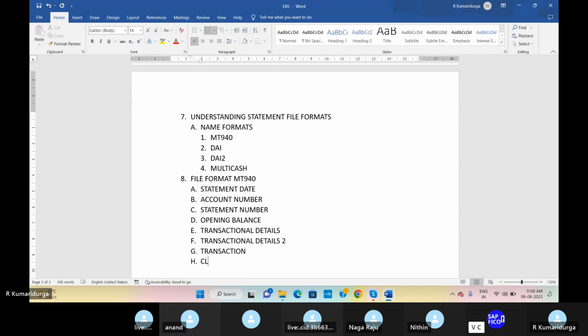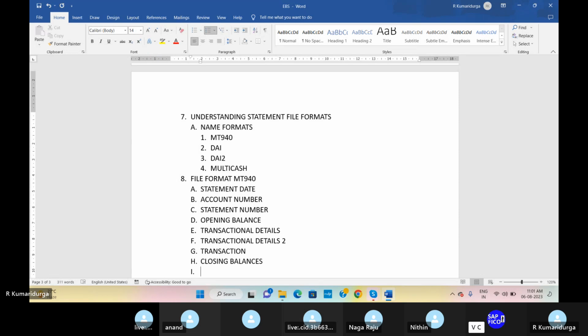Like this, we do have a lot more things. With the help of these, you can understand the formats. So what is the format and why are we using these formats? Colon 20 colon, what is the exact format type? Is it related to the statement date? Colon 25 colon, bank account number. Colon 28C, statement numbers. Colon 60F, opening balances. Like this example.